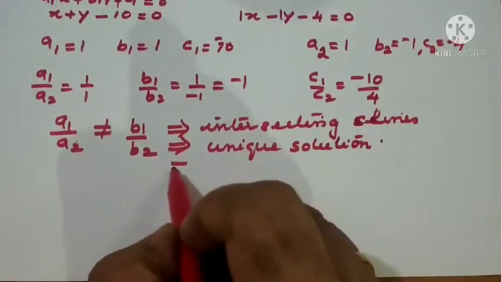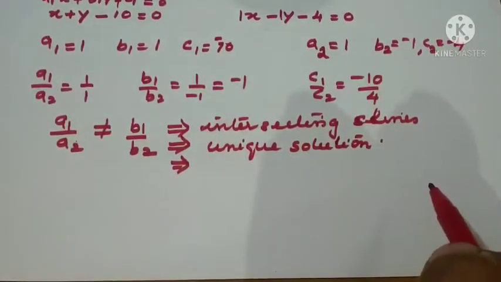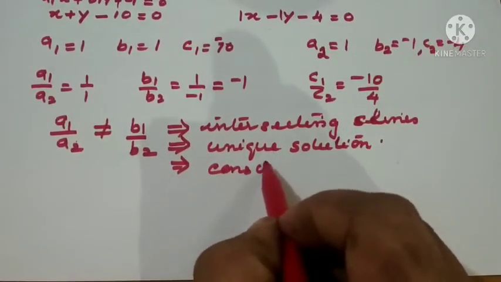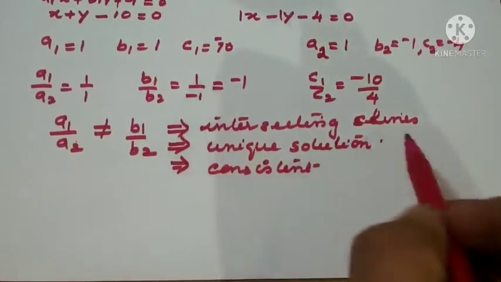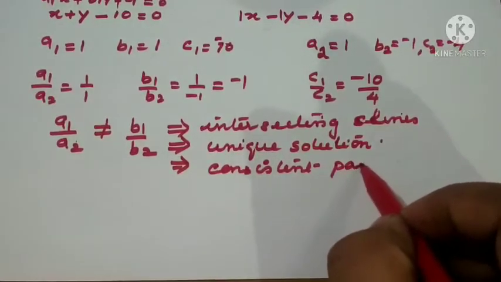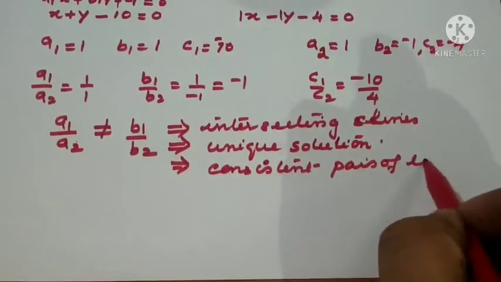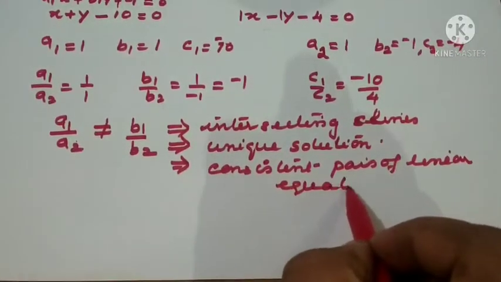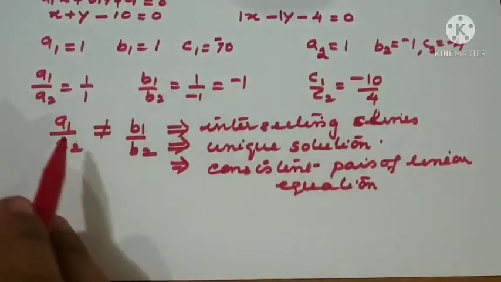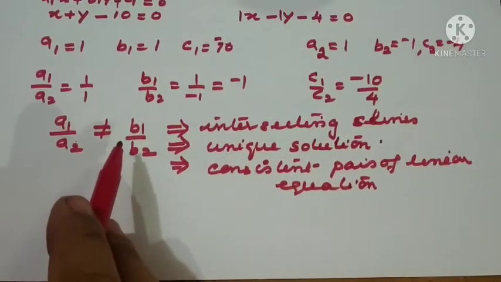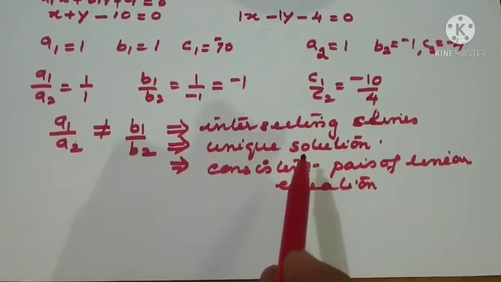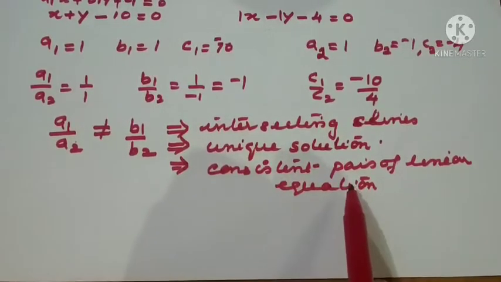If a pair of equations is having at least one solution, then it is a consistent pair of linear equations. So what is the condition we learned here? If the first ratio a1 by a2 is not equal to b1 by b2, then the lines are intersecting ones, with a unique solution, and we can call it a consistent pair of linear equations.